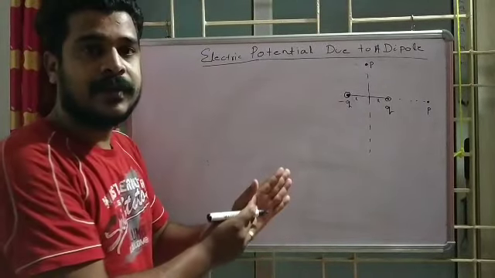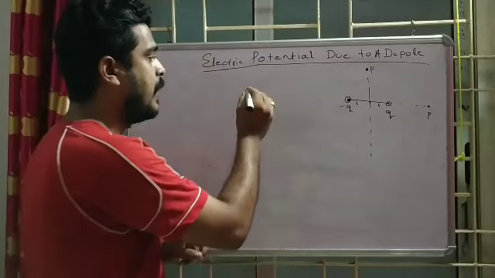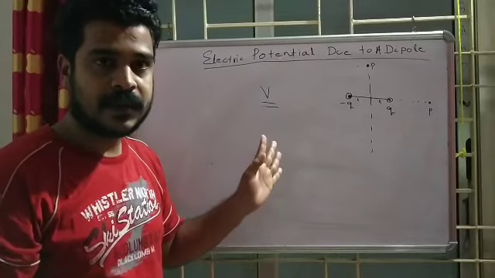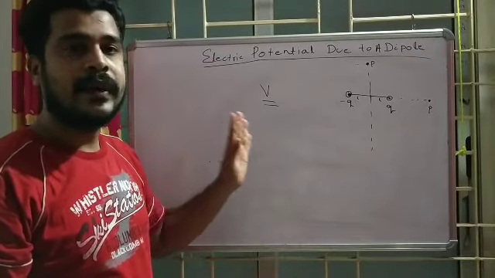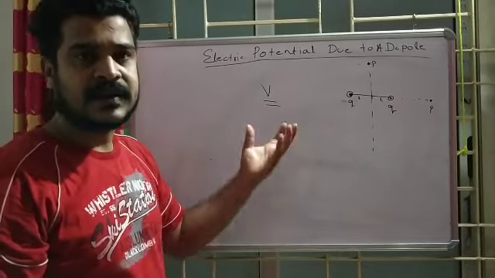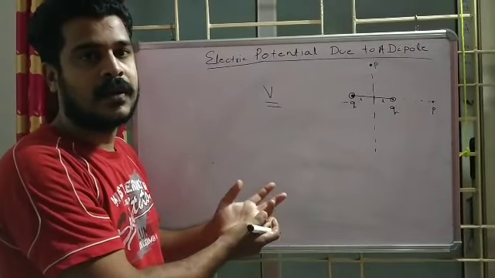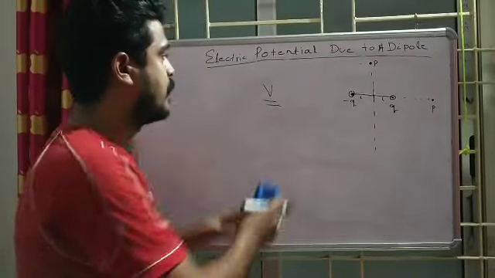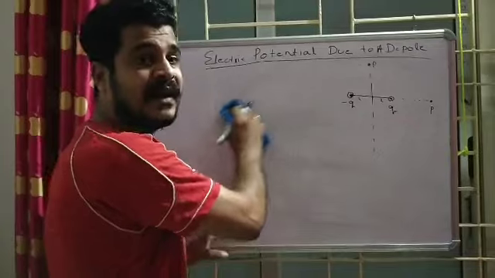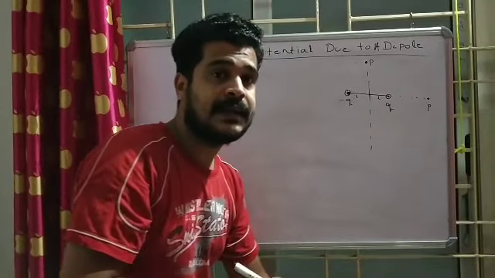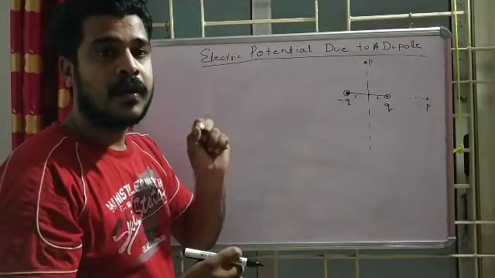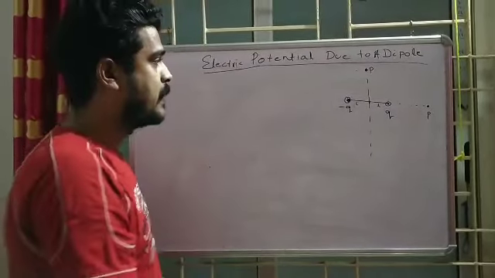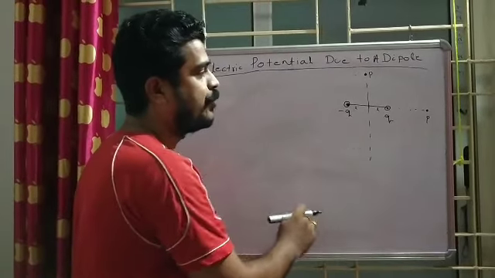Before going to the derivation, let me clear one thing. Is potential a scalar or a vector? The answer is that it's a scalar. It's not a vector, so we don't need to find its direction. It has only magnitude. But in the case of electric field, the field is a vector, so we take care of both magnitude and direction. But now I need to calculate the potential.